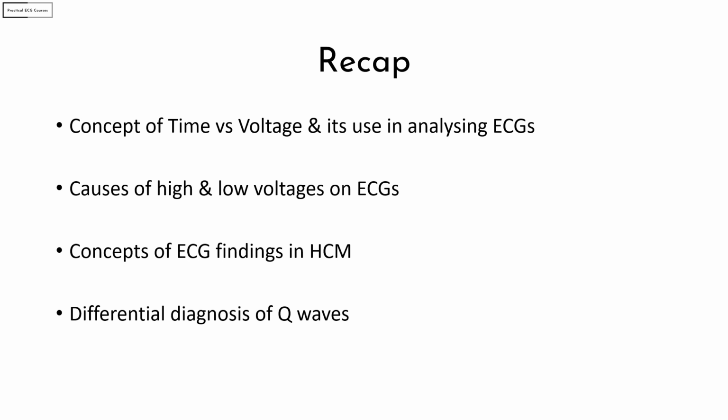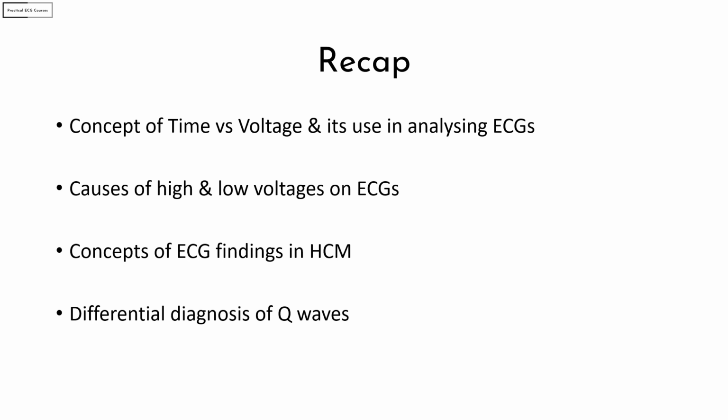First and foremost, we covered how an understanding of the concepts of time versus voltage can be used to analyze ECGs. Whenever there is a change in the rate of conduction, it is reflected by a change in the width of the deflection or the interval. And whenever there is a change in the magnitude of the vector, it is reflected by a change in the amplitude of the deflection. We use this principle to determine how the first and the most important criteria of any bundle branch block is a wide QRS, be it an RBBB or an LBBB.